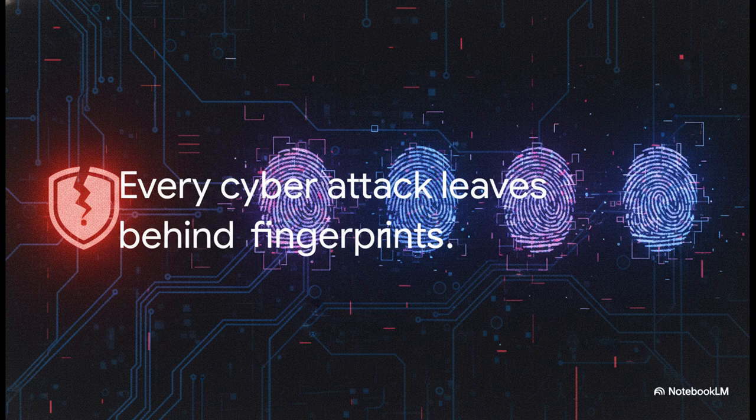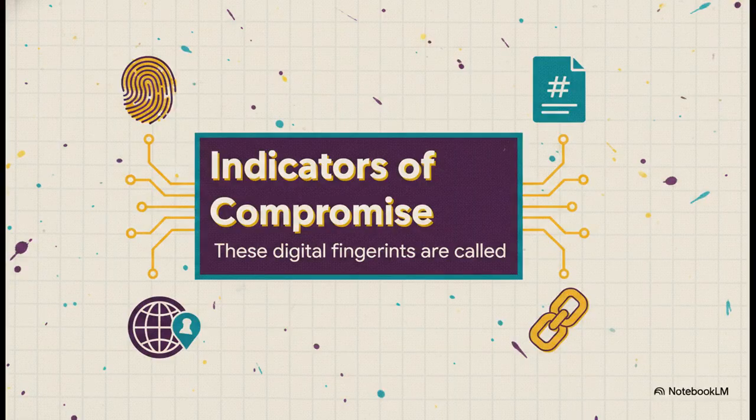Just like a thief leaves physical fingerprints at a crime scene, every single cyber attack leaves behind a trail of digital clues. You just have to know what to look for. Now, in the world of cybersecurity, these digital fingerprints have a technical name. They're called an indicator of compromise, or just IOC for short. And this idea, it's the bedrock of all digital investigations.